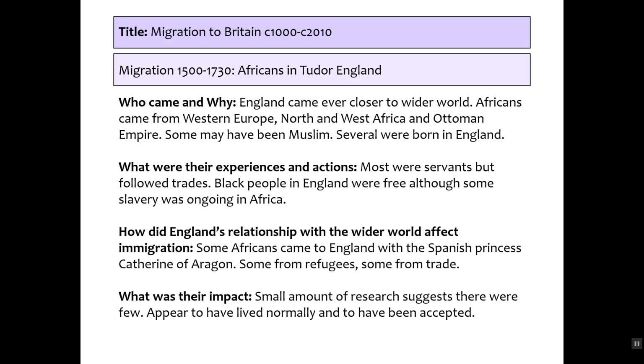Now, in terms of other changes, we've got an increase in Africans in Tudor England. As I said before, we've got the first account of blackamoor in Britain, which is an incredible change. Now, Britain's relationship with the wider world affected immigration. Africans and Britain started to trade. We may have had some Africans come as a result of the marriage of Catherine of Aragon to Henry, and some Africans arrived as refugees, some from trade. Very small amounts of research have actually been undertaken, so we don't know a huge amount about who arrived and why.